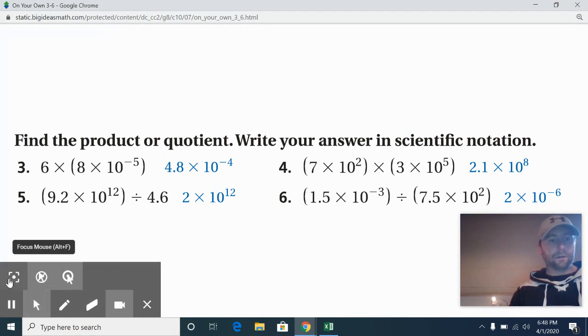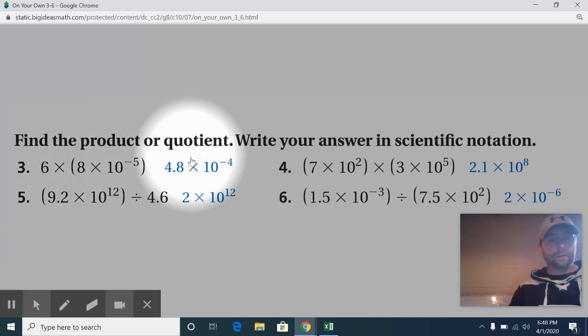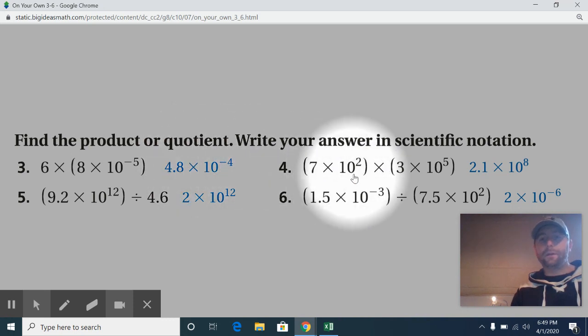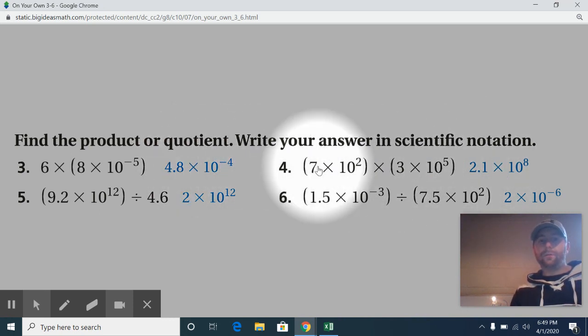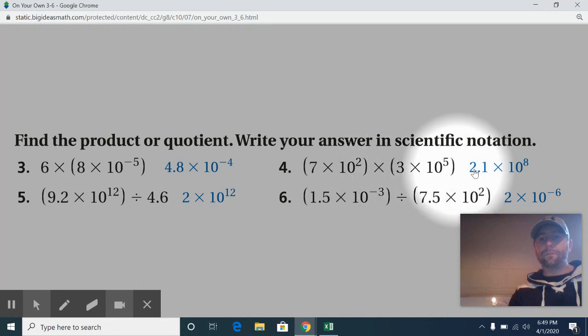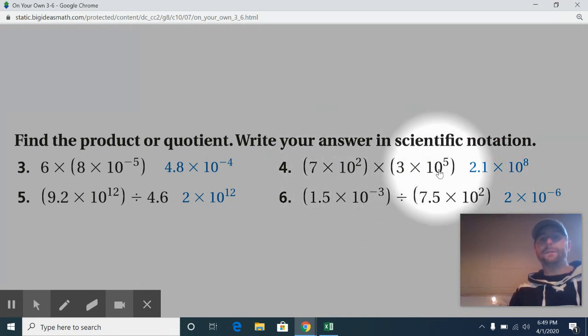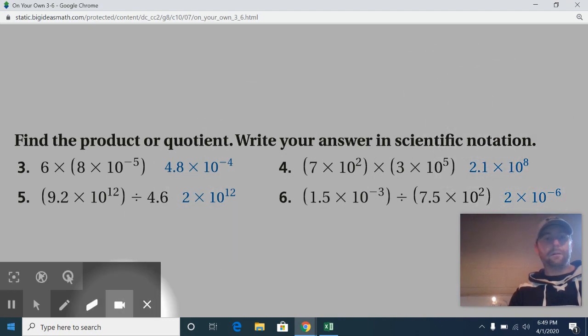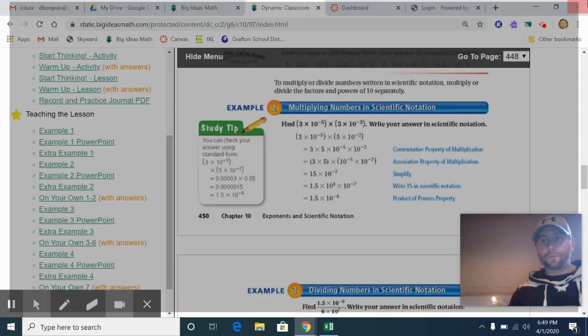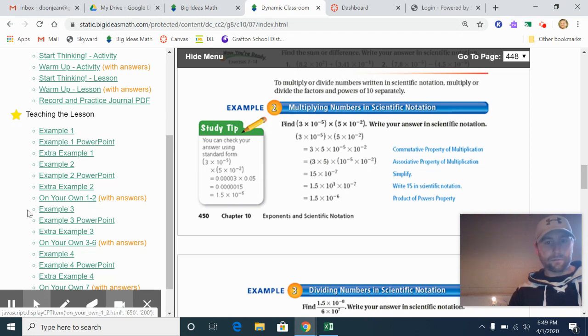All right, so we are looking at here. Our answer here is 4.8 times 10 to the negative 4th. Okay, so again, it was 48, right? But then we moved our decimal 1 left, so we add 1 to that exponent here. 7 times 3, remember we're doing 7 times 3. That gives us 21. And then we have to move that decimal once again, 1 unit to the left. We add 1 more to what would have been 10 to the 7th to get 10 to the 8th. Okay, not too hard. Division, let's look at division.